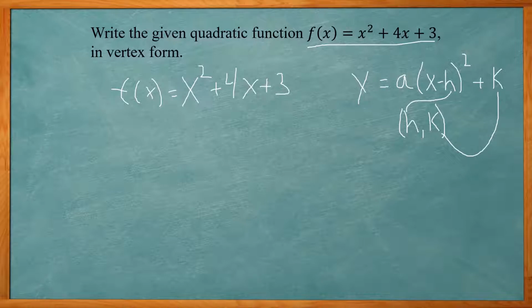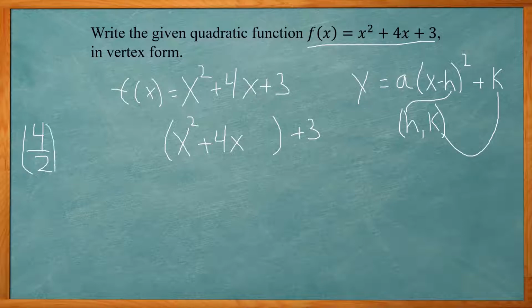Now let's change ours from standard form to vertex form. And we're going to do this by completing the square. I take the x squared plus 4x, so I'm going to group those together and leave out our plus 3 over here. If I take our b term, 4, divide by 2, and square it, this becomes 2 squared, or 4. I'm going to add that right here.